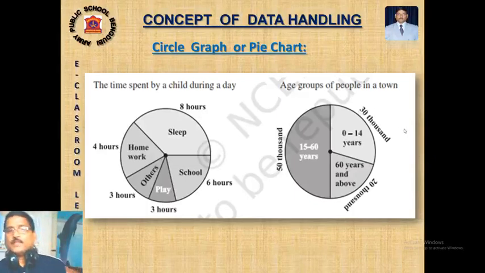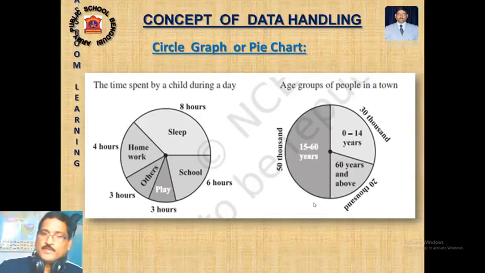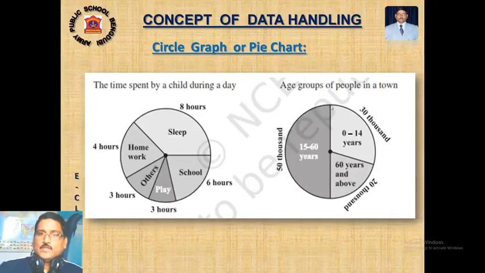Another example: the number of people, a defined group of people, living in a city. So 50,000 people, 50,000 means what? It is clearly understood: 50,000 means half of the total. So that's why in the total circle, half part represents the 50,000 people. Age group is 15 to 60 years. Other parts we cannot draw as easily. We have to follow a certain procedure. For 60 years and above, the number of people is 20,000, and for 0 to 14 years the number of people is what? 30,000. So we have to represent the total number of people within a city with the help of a pie chart.